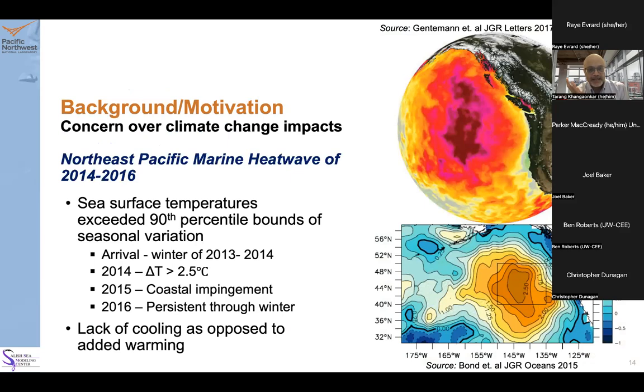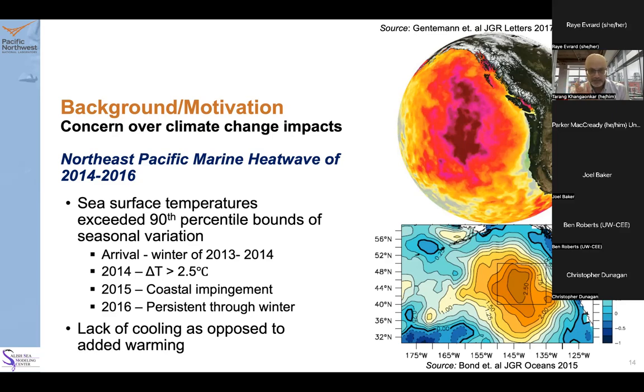Yeah, as I mentioned, the motivation was the marine heat wave. As we prepared the Salish Sea model, we have a certain way of setting up the model with ocean boundaries and river loading. And we wanted to see how responsive it is to marine heat wave going through our system. So this slide simply tells what happened based on the data.